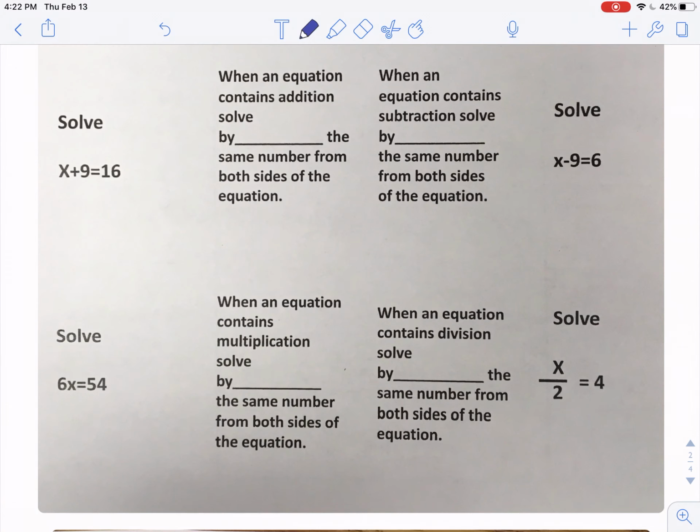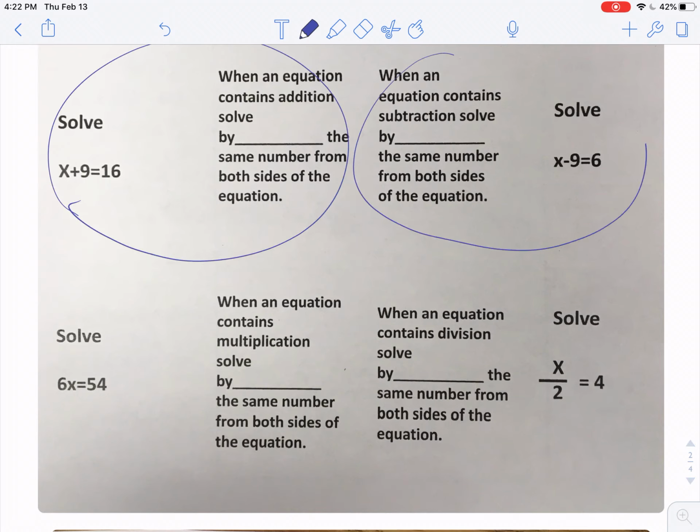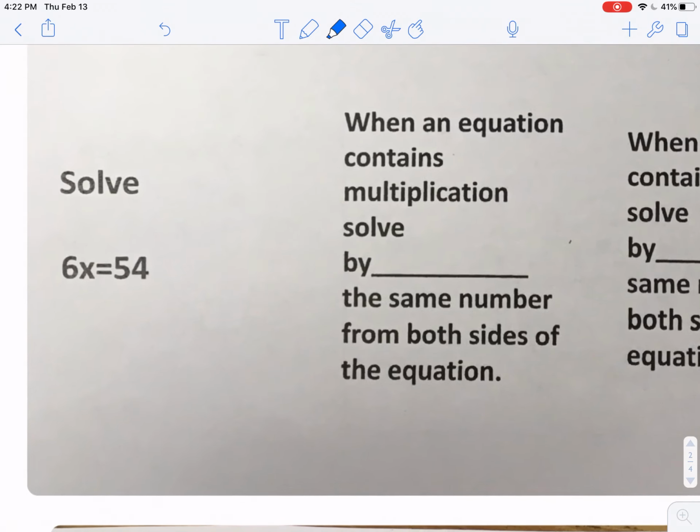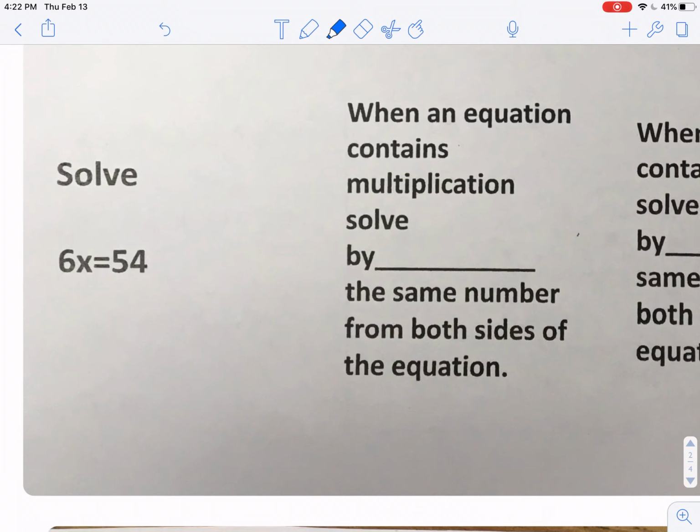All right, guys. So today you're going to get out your foldable with the 4 different flaps on it. The one that we did yesterday with addition and subtraction equations. Today we're going to start with the multiplication one. So you're looking down here. When a letter and a number are touching like they are here with 6 times x, that's a multiplication equation.